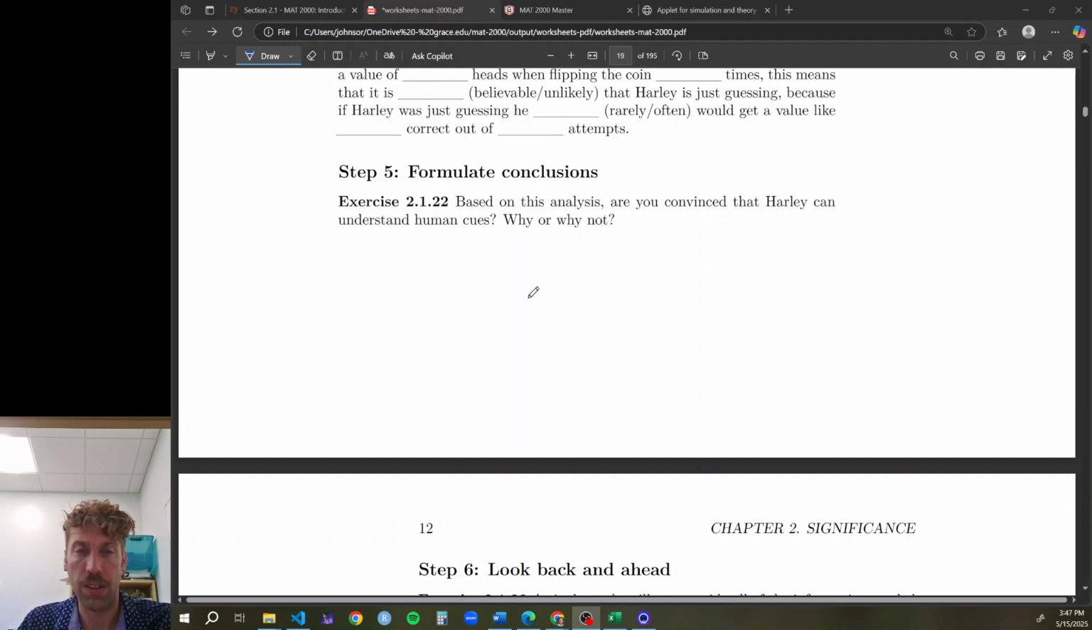So step 5 is formulating conclusions based on what we figured out. So now here's the part where we say, based on this analysis, are you convinced that Harley can understand human cues? Why or why not? So remember to answer why or why not. Okay? Don't just give me a short little one-word thing, like explain.